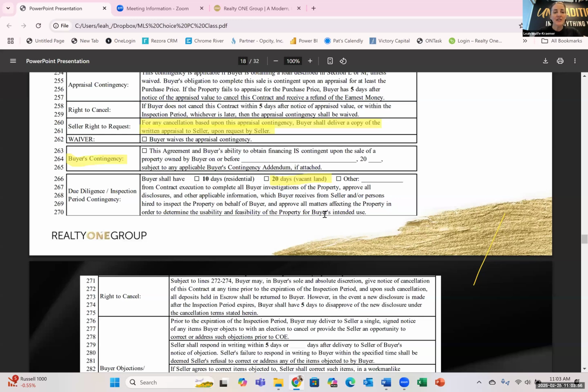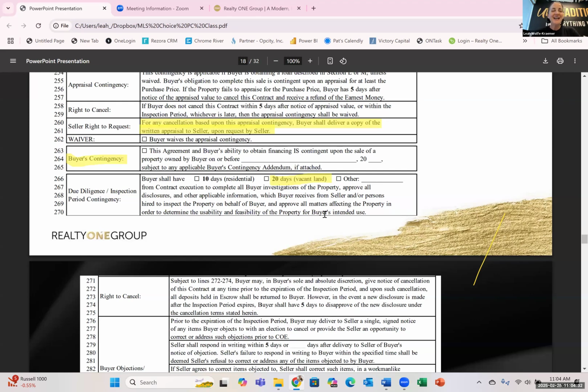A waiver of appraisal contingency, so that's not an additional clause addendum like it is for us now. That's just right here in the contract. Buyer's contingency. This agreement and buyer's ability to obtain financing is contingent upon the sale of a property owned by buyer on or before. I think this is hysterical. So we all talk about how we don't like the on or before language, right? But then what does it say right here? And again, I understand the reasoning for this. Like we don't want to say, hey, it has to occur on this date. That's for the on or before. But I do think that it's kind of funny that the attorneys are like, don't use that language.